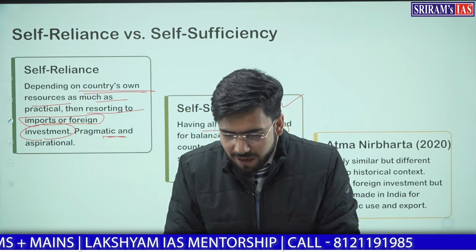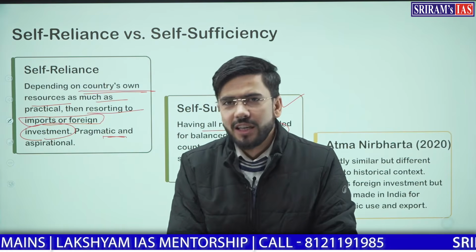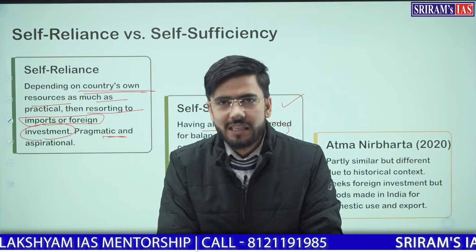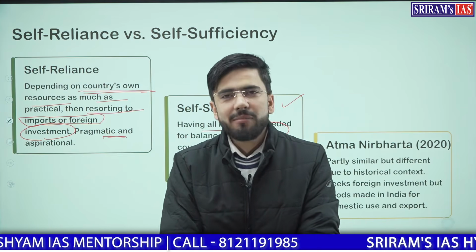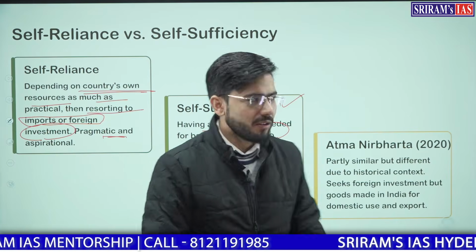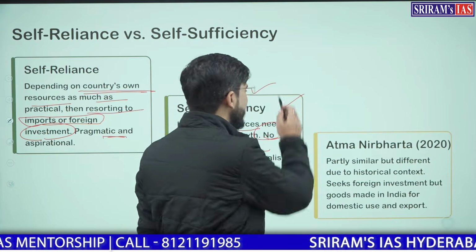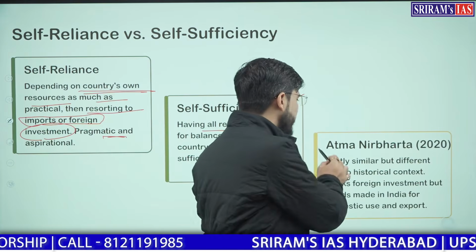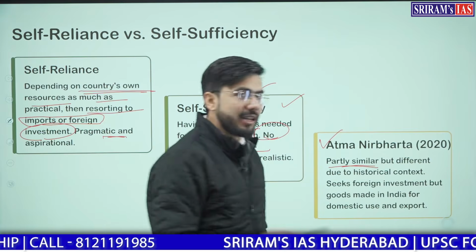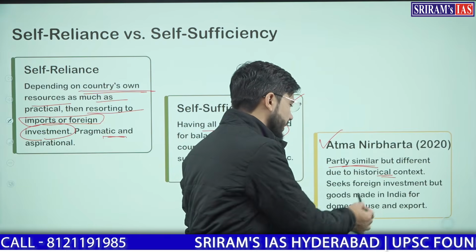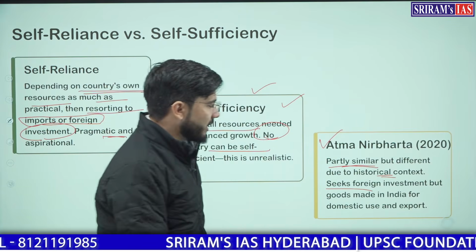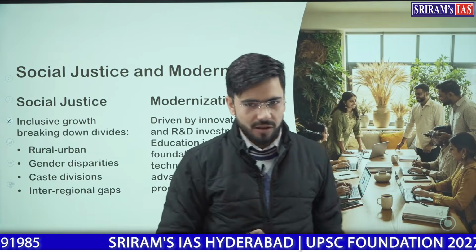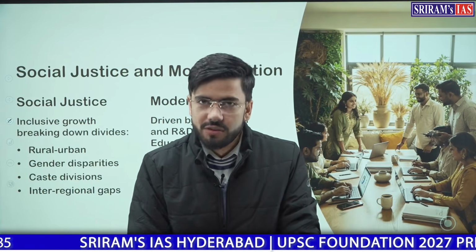However, man is a social animal, a political animal, by nature a person of interaction, a person who needs others. That is why man created family, society, and state. Thereby, self-sufficiency is not something we are aspiring for. We are aspiring for self-reliance. Atmanirbhar Bharat, partly similar but different due to historical context, seeks foreign investment but goods which are made in India for domestic use and exports. That is why we introduced the production-linked incentive scheme.